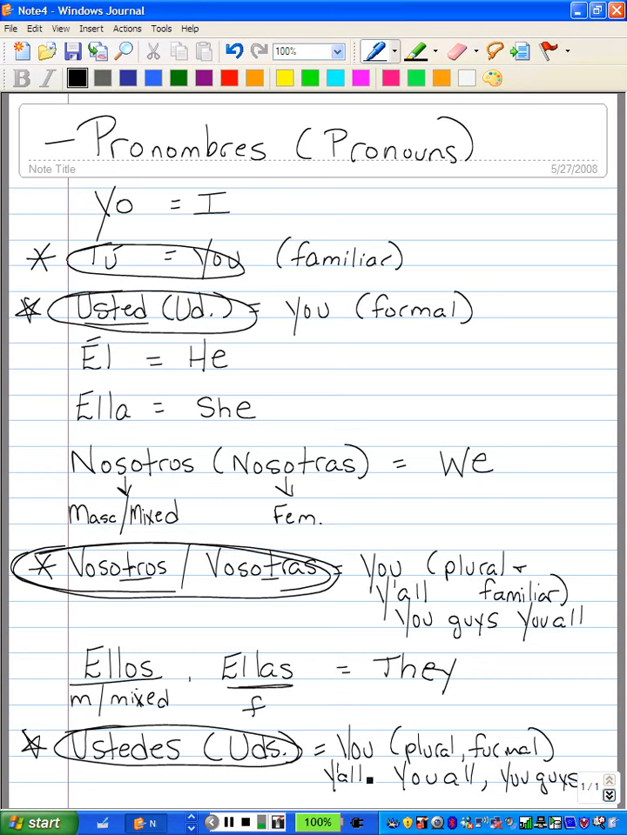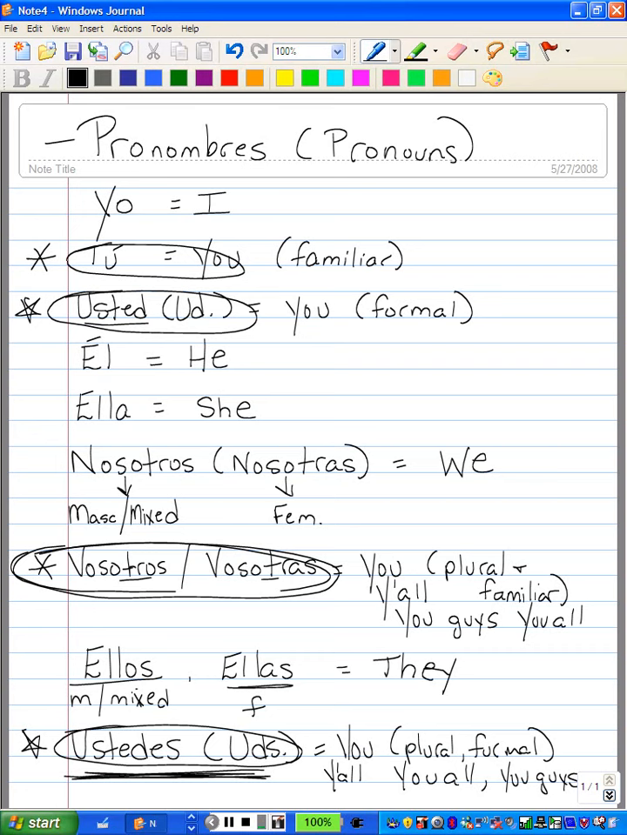This one, ustedes, is more widely used throughout Central America, Mexico, and South America, due to the fact that when you speak to a group of people, a lot of times you don't have an entire group of people who you can use the familiar with. So you have a mixed group. Some people you want to be more familiar with, some people you want to be more formal with. So what they do is they default all the time to the formal to make sure that they don't offend anyone.